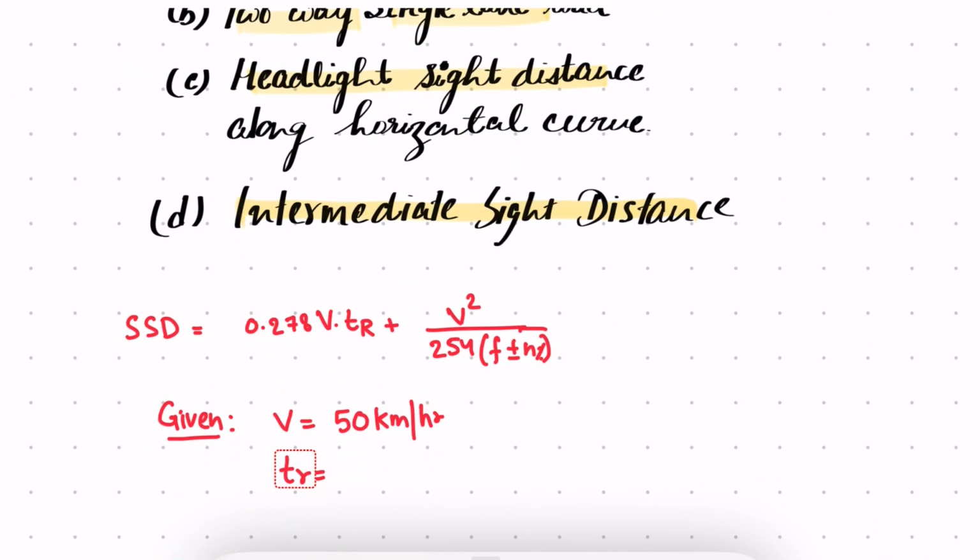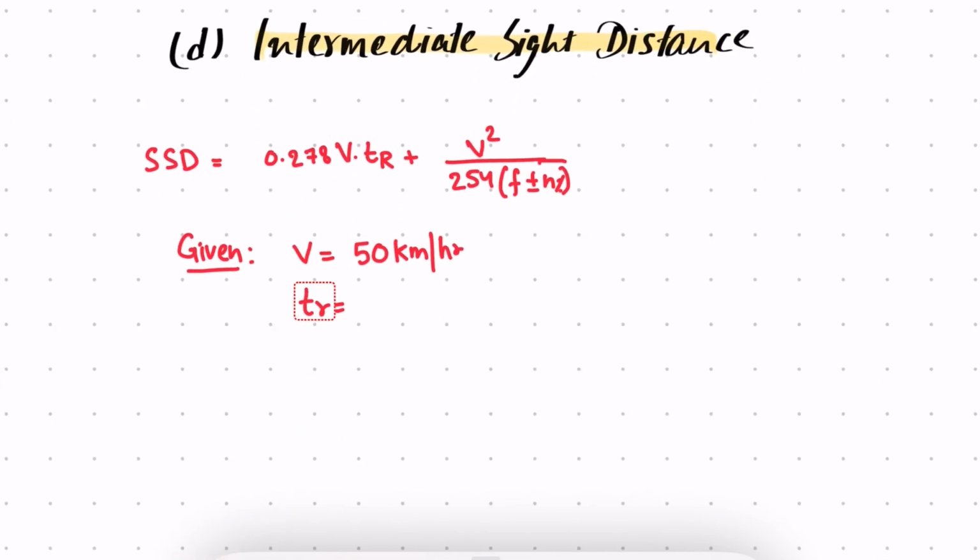As we have discussed in the previous lecture, usually the reaction time is assumed to be between 2.5 second to 3 second. So we are going to assume the reaction time to be 2.5 second. This is our assumption. We are taking a standard value of 2.5 second. Okay, through this we can find out the lag distance.